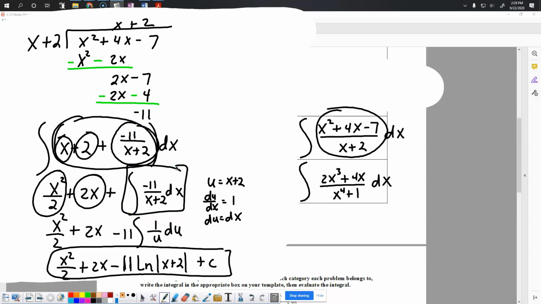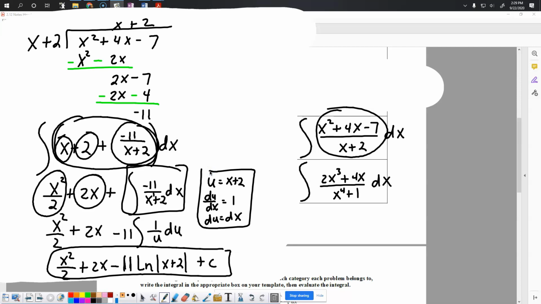It's a U-sub problem. Because why? Because the power on the bottom is 1 less than the power on the top. The power on the top is 0 for the x, because there is no x. And then we have a power of 1, x on the bottom. So that's a U-sub problem, which I've got my u over here.